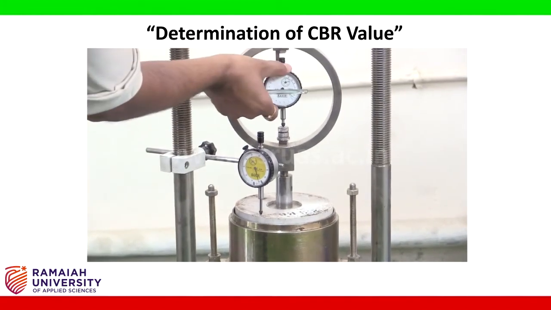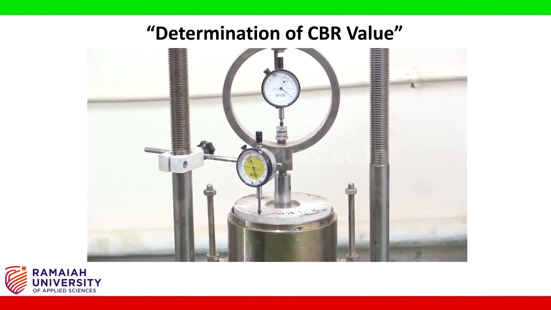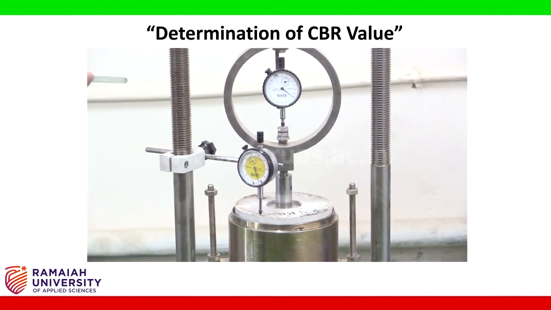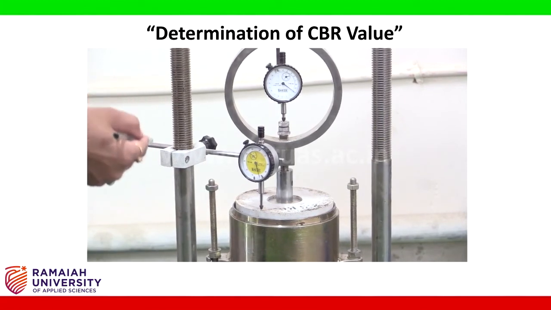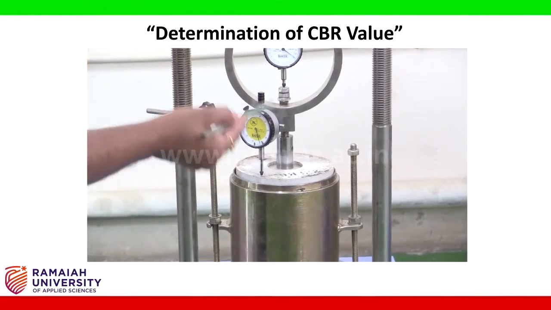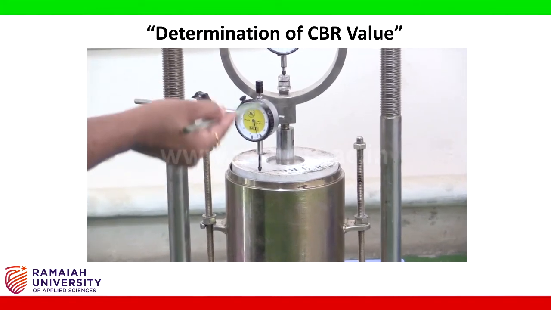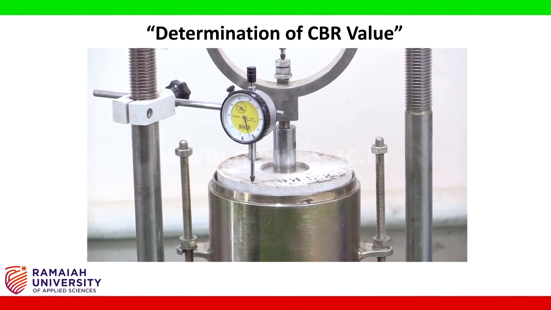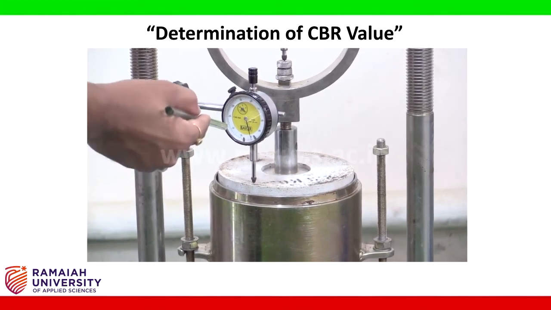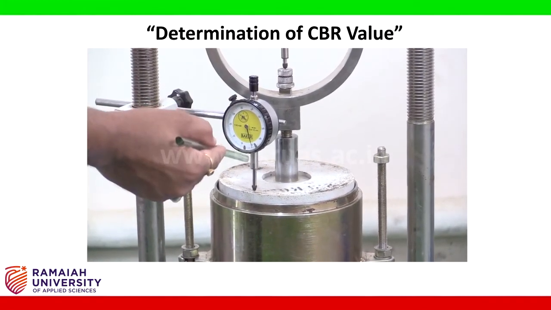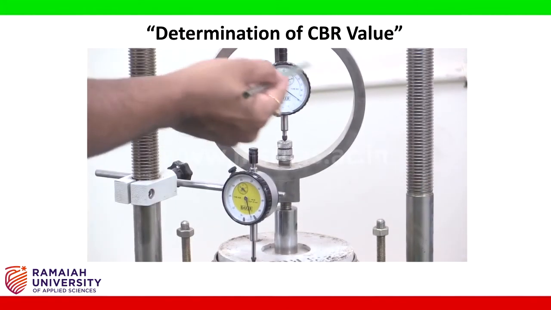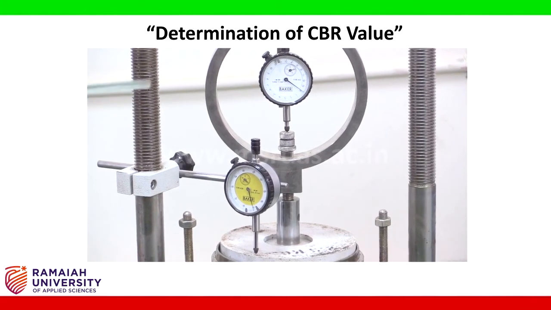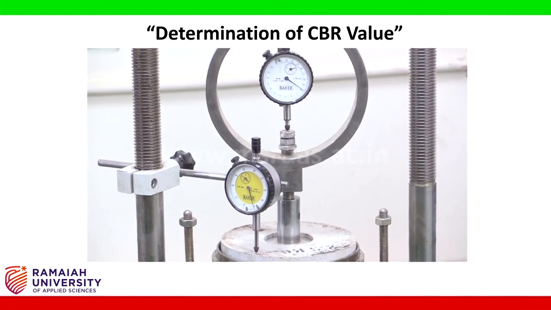The moment both the dial gauges are set to 0, we can begin with the testing process. We need to keep in mind that we need to follow the respective deflection readings that are specified in the tabulation column of the manual. Corresponding to each deflection, we need to note down the load dial gauge reading, and then we can continue with the calculation process.